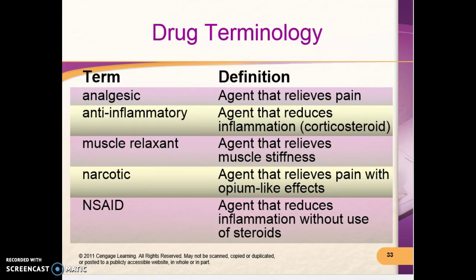And then you have your categories of drugs. So things like analgesics, anti-inflammatories, things like that. So again, that's the focus of this particular chapter, chapter 4.